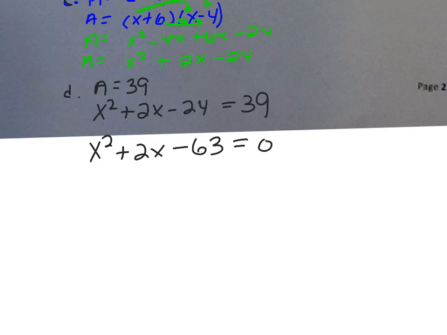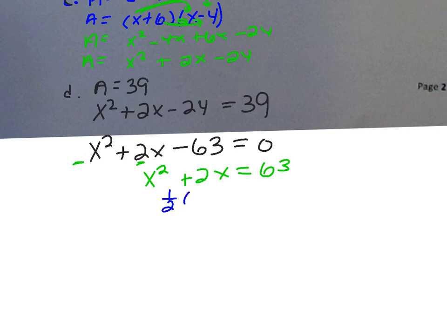So now I got to solve this. So you can solve this any way you want. This does look like a good problem to complete the square because my leading coefficient is a 1. My middle term is even. So I'm going to add the 63 over so that I have x squared plus 2x equals 63. This is also factorable. A problem like this would be factorable because it wouldn't make sense to have an irrational length. Okay, but you can use the quadratic formula. But I'm just going to complete the square because for me, that's quicker.